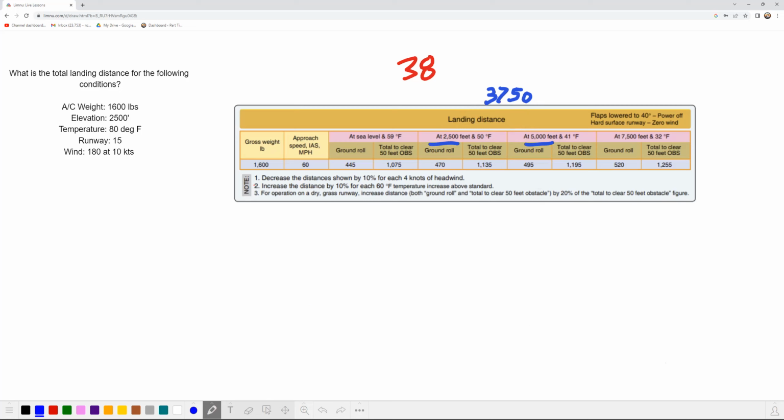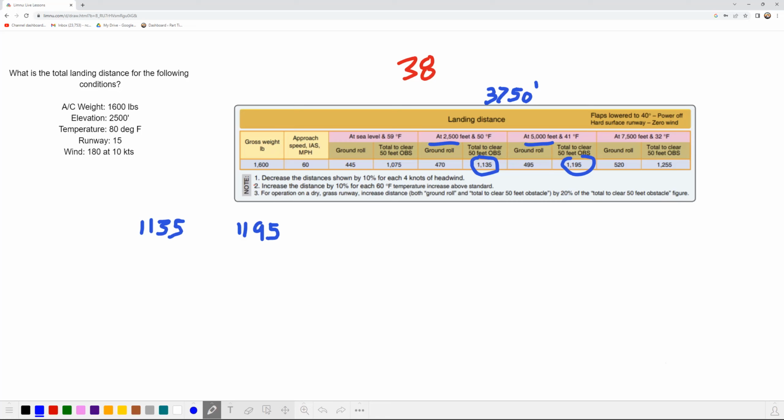The question goes on to say, and again, we're following Ray's question in the chat, over a 50-foot obstacle. So we want to use these two numbers, and we're going to interpolate between 1135 and 1195. Then it says temperature standard. That's good, because when it says standard, we don't have to increase the distance by 10%. We don't have to worry about that.